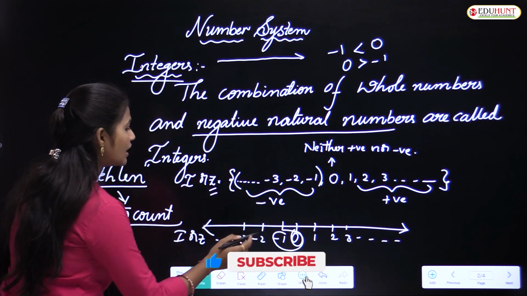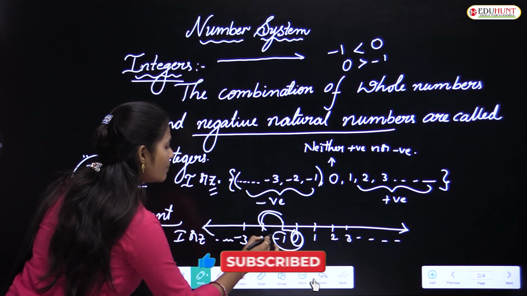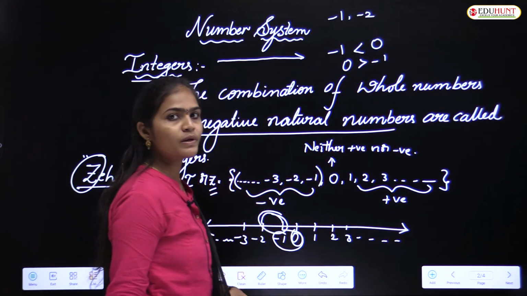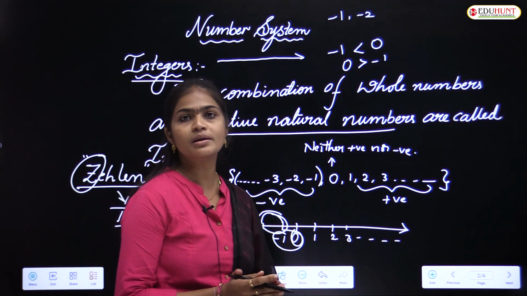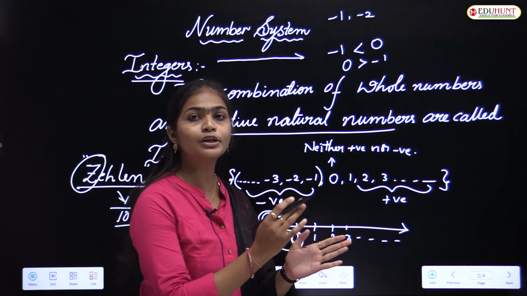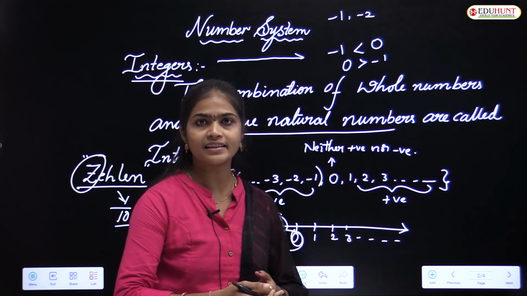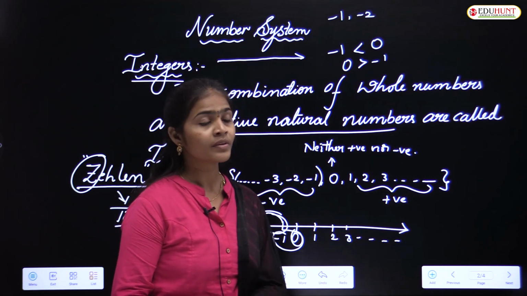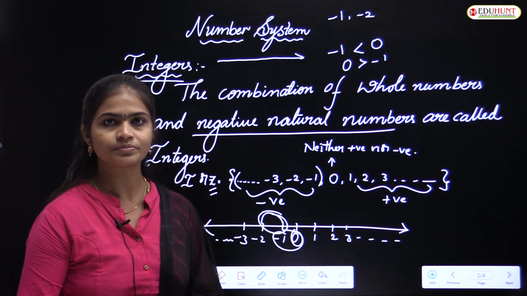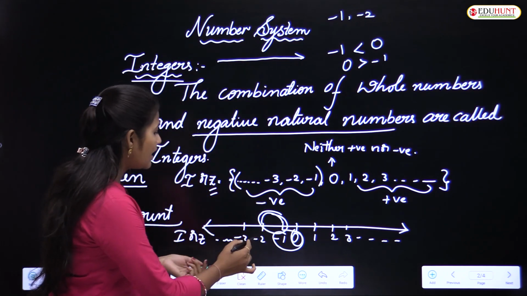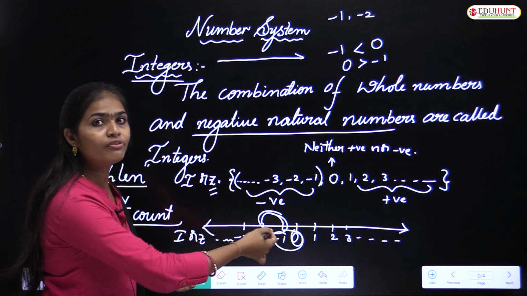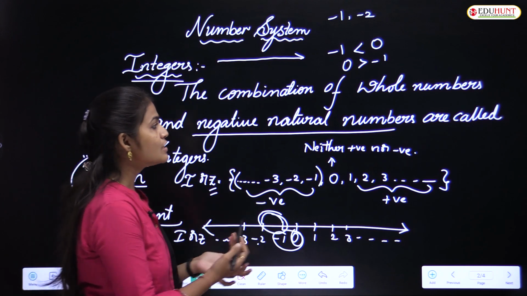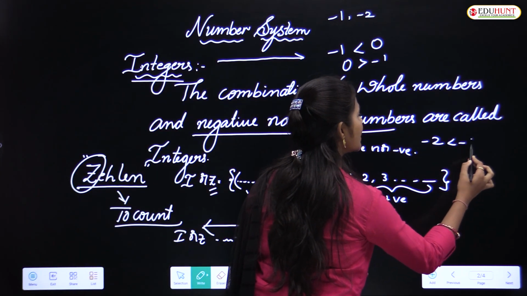Clear? Now what about -1 and -2? Which one is greater, which one is smaller? For positive natural numbers, we can say 2 is greater than 1, 3 is greater than 2, 4 is greater than 3, just by seeing. But what about negative integers? Just observe here: -2 lies on the left side of -1, so easily we can say that -2 is less than -1.